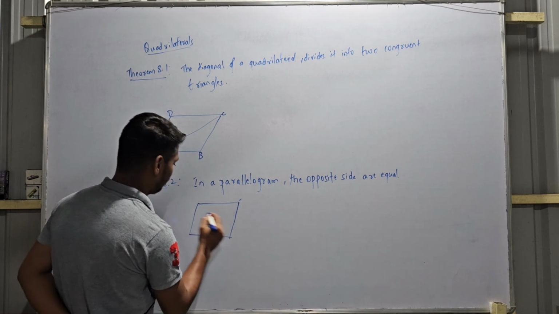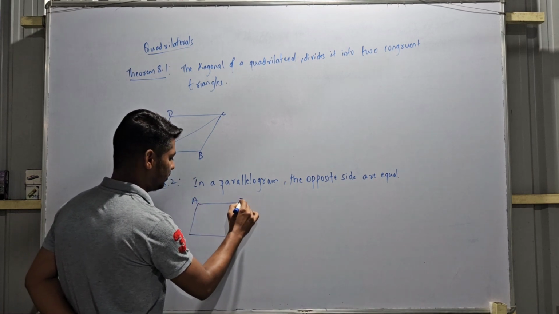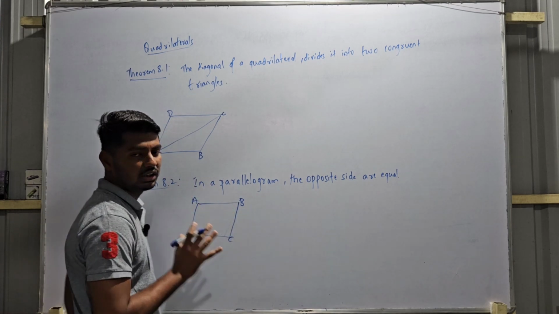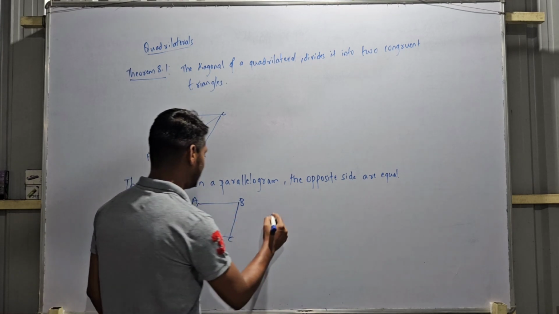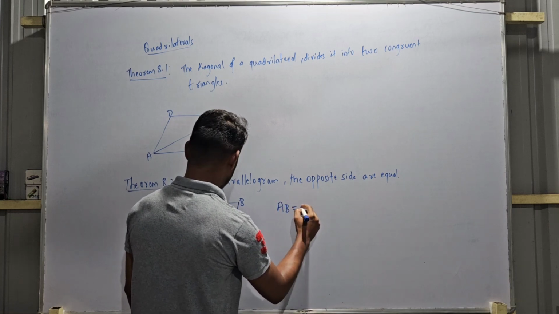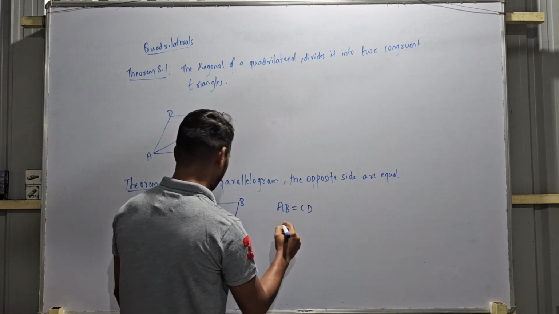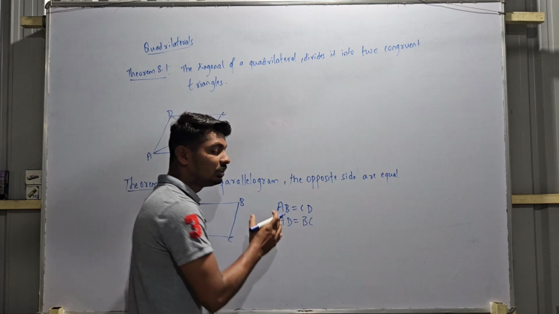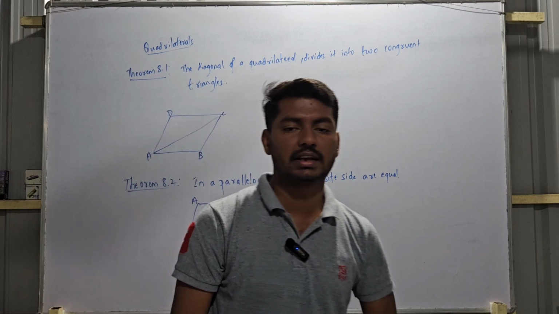Consider parallelogram ABCD, here the opposite sides are equal. Opposite sides are equal, that is AB equal to CD and also AD equal to BC. So this is the statement of the second theorem.